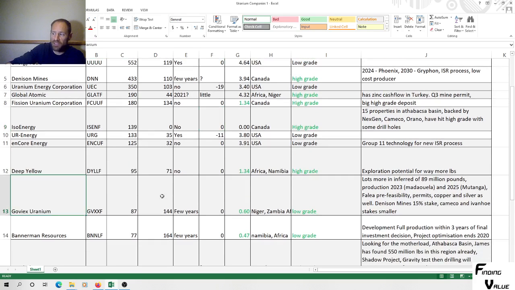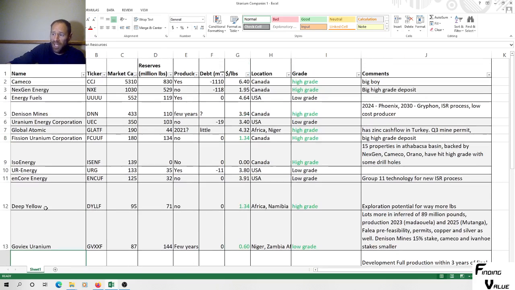I think GoviX is pretty cheap, GoviX Uranium. I think Bannerman's cheap. I think Deep Yellow's still cheap, and I think Fission's still cheap. So that's kind of where I'm looking for opportunities. Now, if we get a large pullback, perhaps I can type this all back in and reevaluate. enCore is obviously getting a little bit more expensive at 3.91. UR-Energy's at 3.80. Looks like all the U.S. companies are a little bit higher priced. So figure out what you guys like.